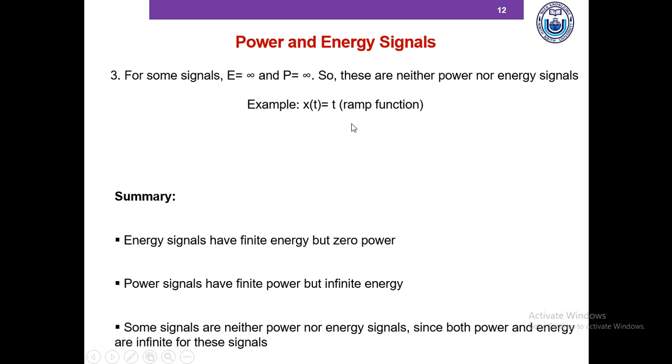nor an energy signal. So energy signals, in short, have finite energy but 0 power. Power signals have finite power but infinite energy. Some signals are neither power signals nor energy signals. It's not a binary option. So there are signals that are neither power signal nor energy signal, since both power and energy are infinite for these signals.